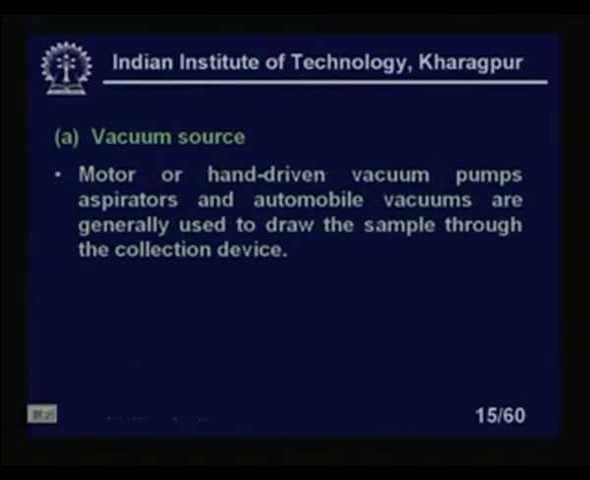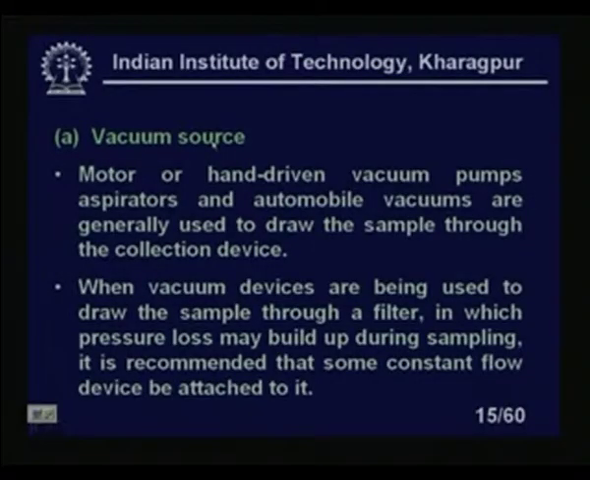Vacuum source: motor or hand driven vacuum pumps, aspirators and automobile vacuums are generally used to draw the sample through a collection device. Clear? So, this is basically a pump by which you collect the sample from the environment and store it in a collector. When vacuum devices are being used to draw the sample through a filter in which the pressure loss may build up during the sampling, it is recommended that some constant flow device be attached to it. Right, because if I use a filter, obviously there will be some pressure loss across that filter.